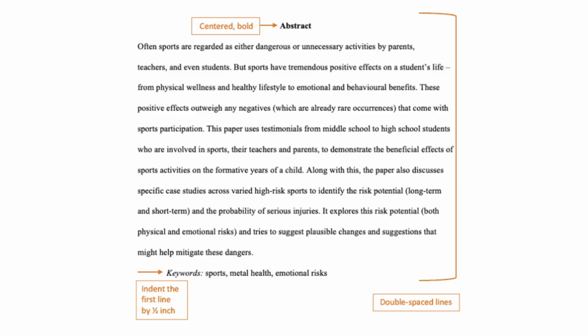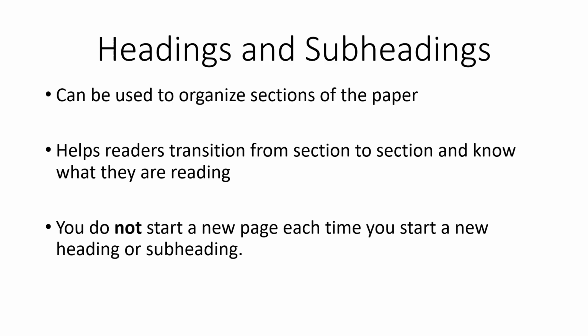Here's an example abstract. Note that the title is centered and bolded. Everything is double-spaced, and the paragraph itself is not indented. The keywords are indented a ½ inch, and the word Keywords is capitalized and italicized. The keywords should be in alphabetical order, which does seem to be forgotten about in this example, but this was chosen because of the way that it breaks down information in that paragraph. Go ahead and pause and read.